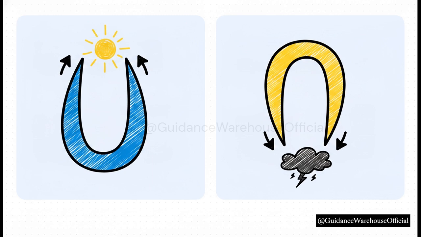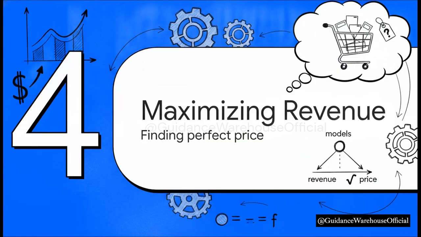If your leading coefficient is positive, the parabola opens upward, soaring off toward positive infinity. But if you just flip that leading coefficient to a negative number, boom, the whole parabola flips upside down, opening downward and diving straight toward negative infinity. Which brings us to Section 4, the maximizing revenue model.